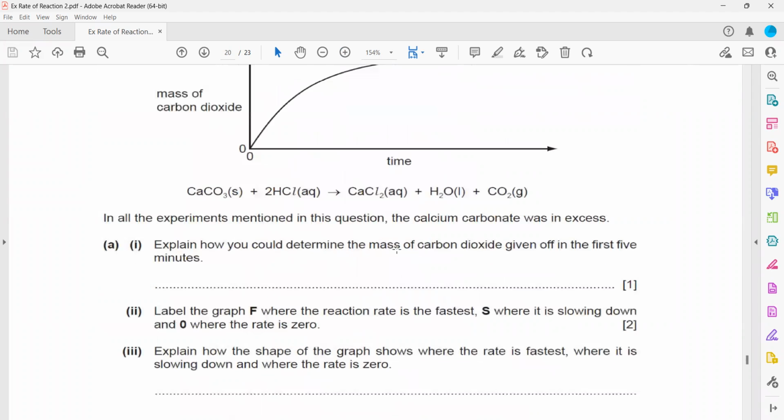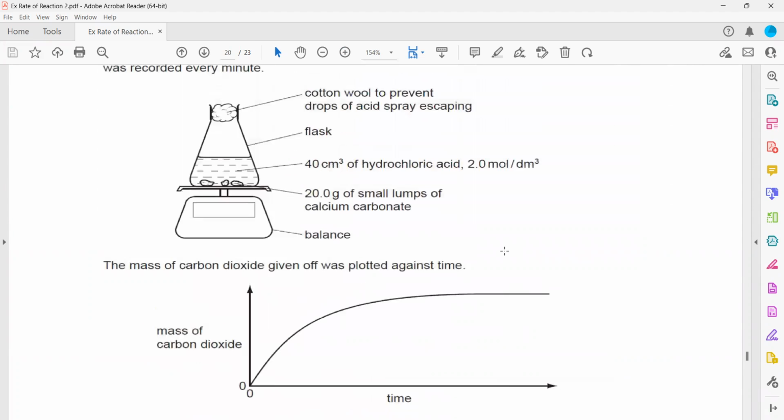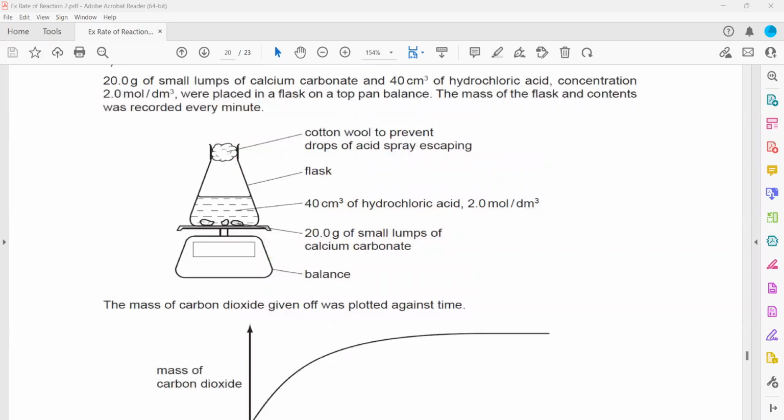How could you determine the mass of carbon dioxide given off? We'll measure the mass in the beginning and we'll measure the mass after a certain time interval. Say the total mass of the content in the flask is 30 grams in the beginning, and after 1 minute the mass of the content of the flask is 25. So how will we know how much carbon dioxide gas is given off? We just take the difference of the two masses.